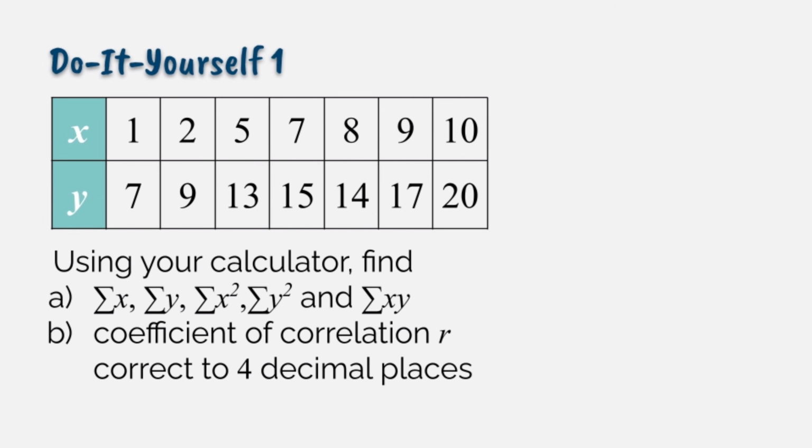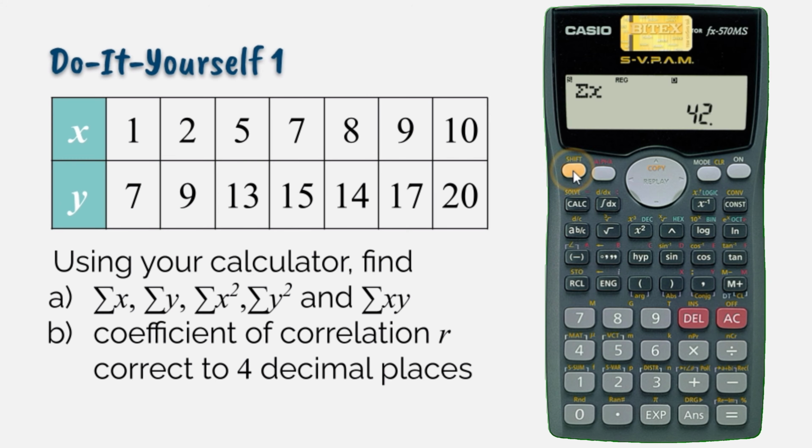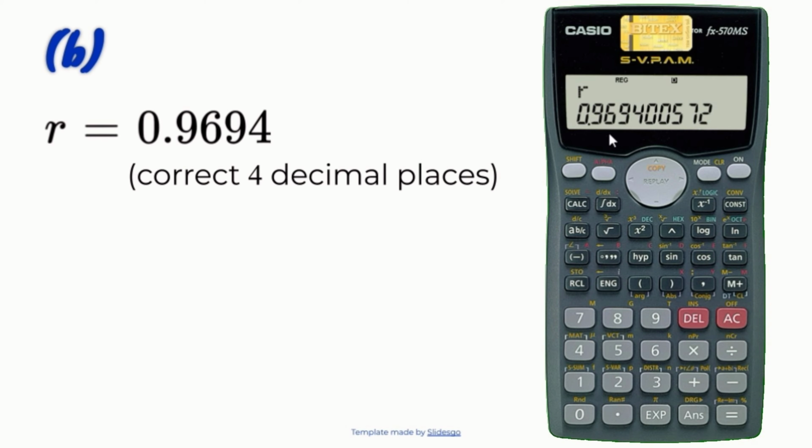Question B. Find coefficient of correlation R correct to 4 decimal places. Press the Shift button, press 2. Press the cursor twice. To find R, press 3, then press equal. R equals 0.9694, correct to 4 decimal places.